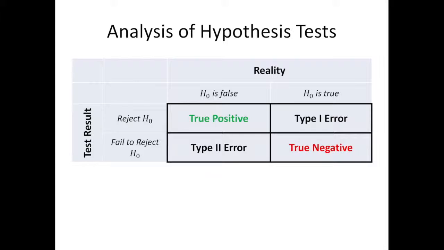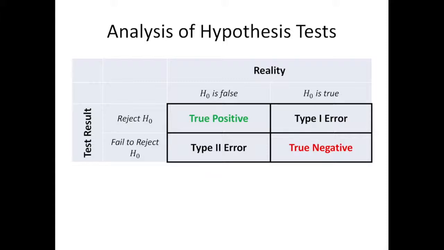So as a reminder, this is talking about analysis of hypothesis tests. We talked about how when we make a choice as to whether to reject or fail to reject the null hypothesis, there are the possibilities that we make errors. In particular, a type 1 error is when we reject the null when we really shouldn't. So when the null is really true and we reject it, it's a type 1 error.